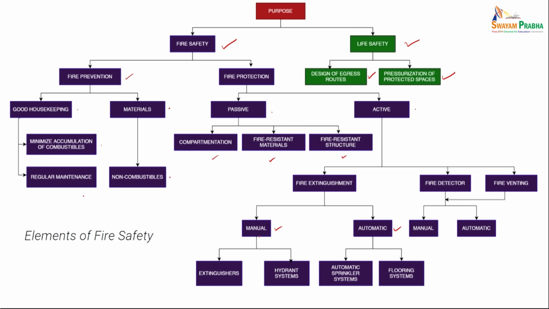Those are the manual extinguishers or the hydrant systems, while when you pull down a switch, the fire sprinklers become active. The other is automatic, where the automatic sprinkler system can work or an automatic flooding system can work. We will get into the detail of each in the further modules. One other is fire detection, which can also be automatic or manual, and fire venting can also be done under the active systems.